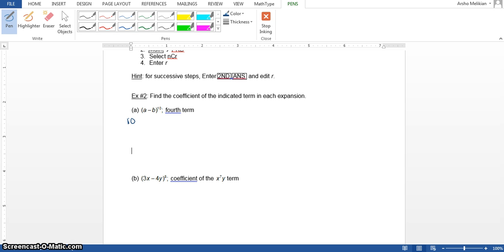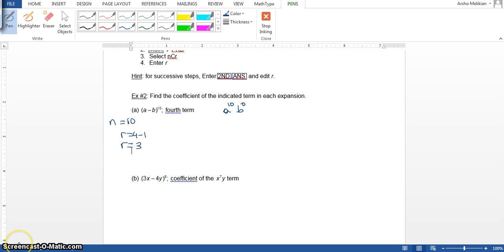So it always starts, for example, with a to the 10 and b to the 0, right? So the fourth term is going to have b to the what? 3. Okay? So that's your r value. To figure out r then, it's 4 minus 1. R is equal to 3.